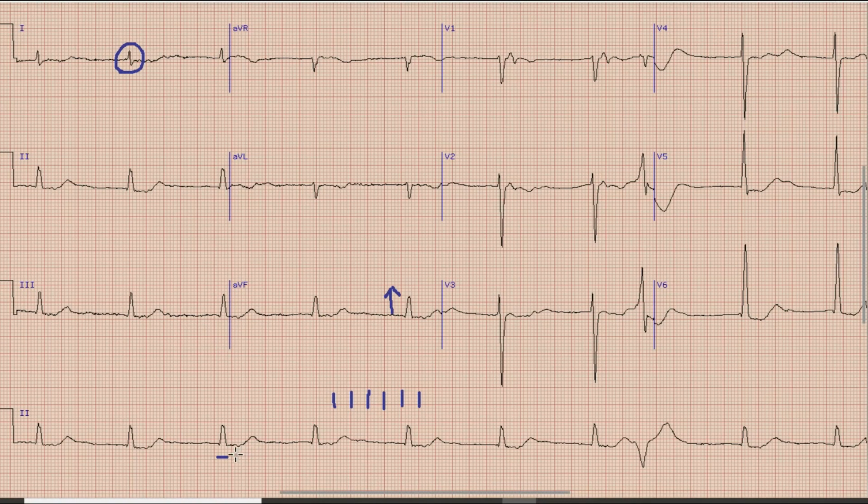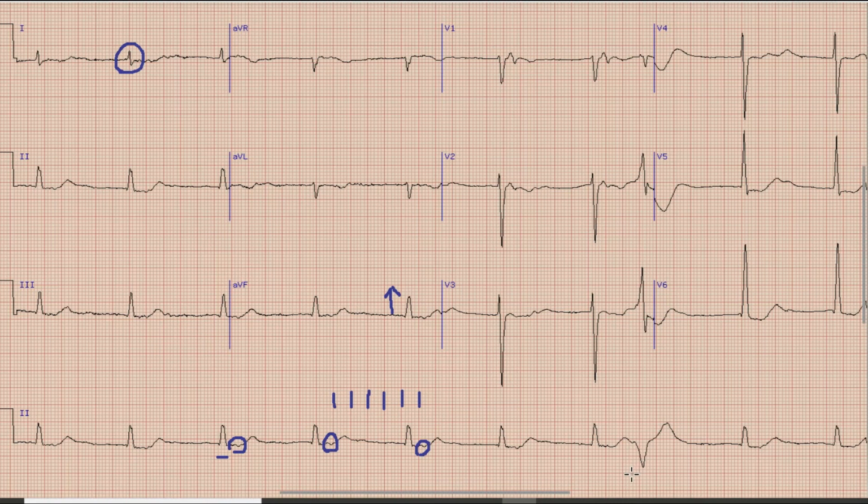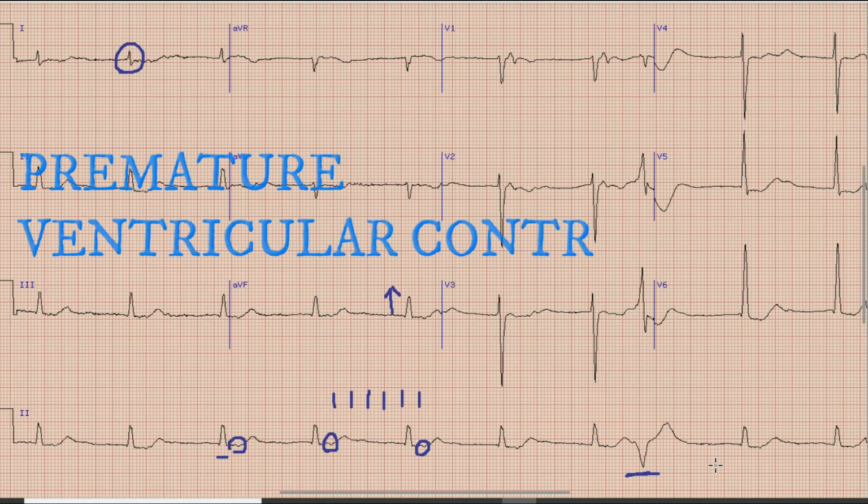If we look closely at the rhythm strip, after each QRS complex we can find an inverted P wave. This type of inverted P wave which appears after the QRS complex is called a retrograde P wave. Also, there is a broad QRS complex with an axis which is different from the normal QRS beats. This is basically a premature ventricular contraction.